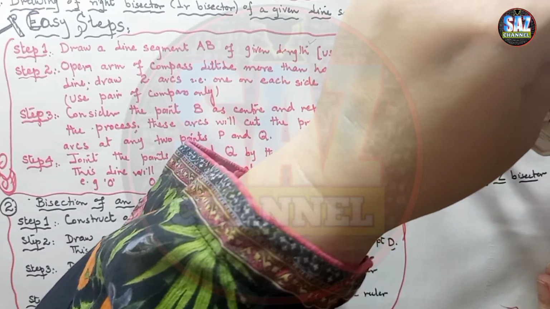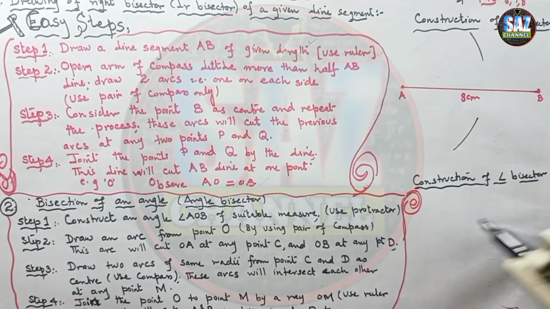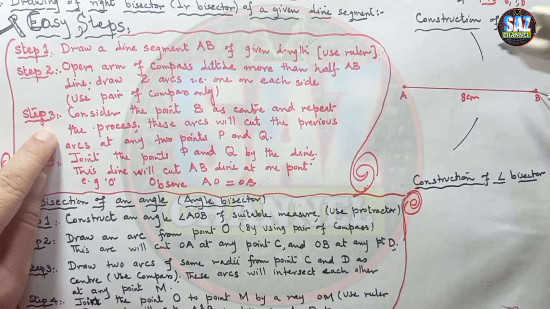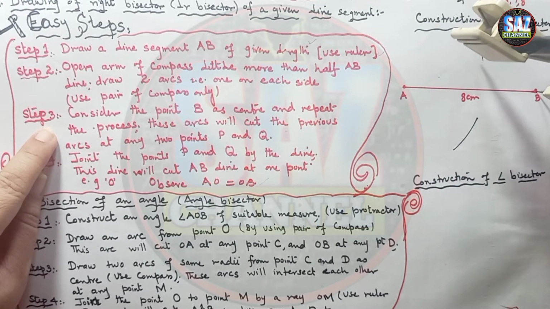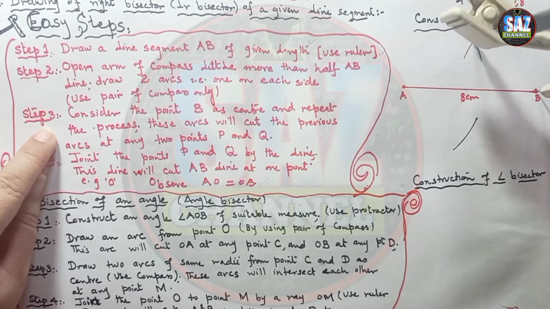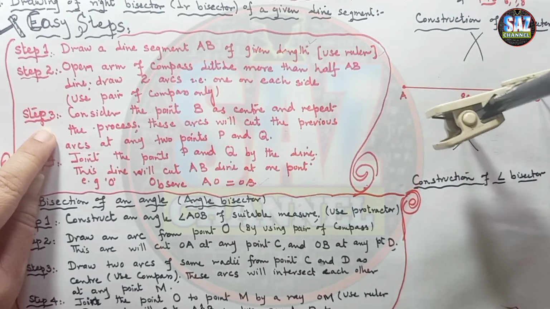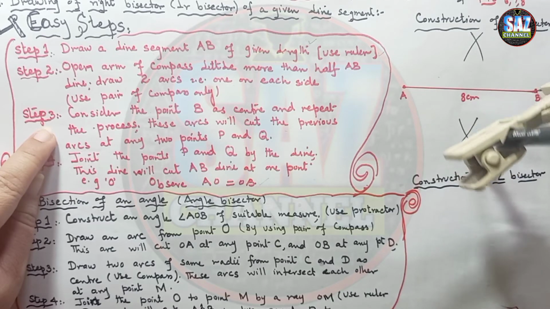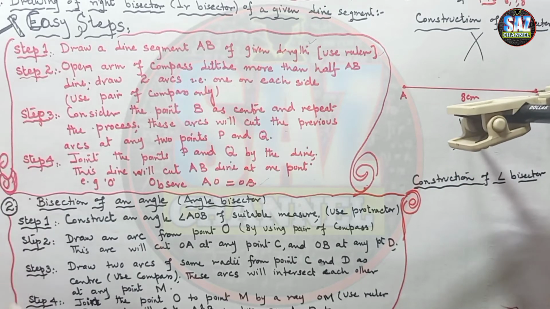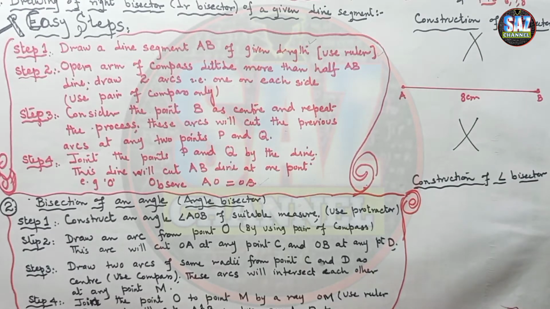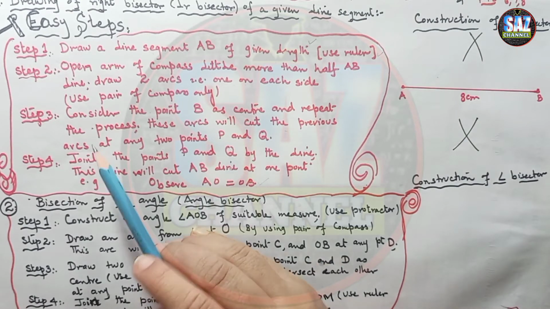Okay, step 2 is done, and now with the same open compass, I have to keep the needle of the compass on vertex B, and then I have to repeat the process, that I have to mark the arcs like this, and these arcs will be cutting or meeting the already drawn arcs again. Okay, this is step 3 done.